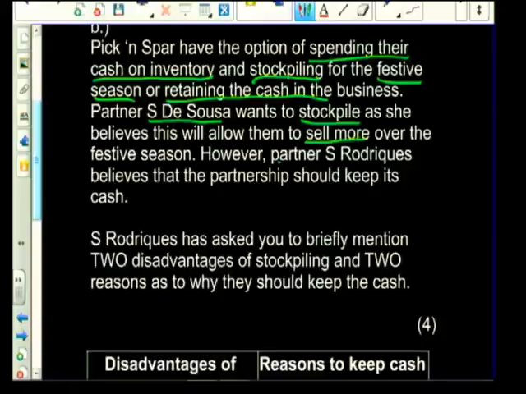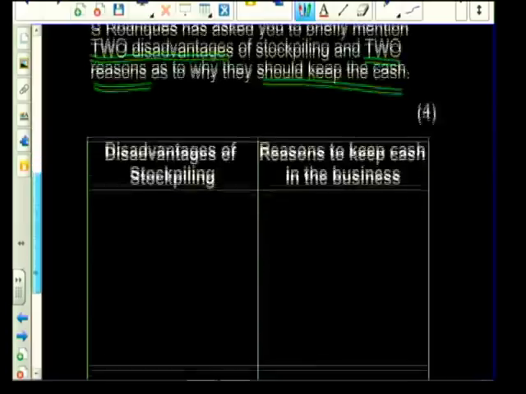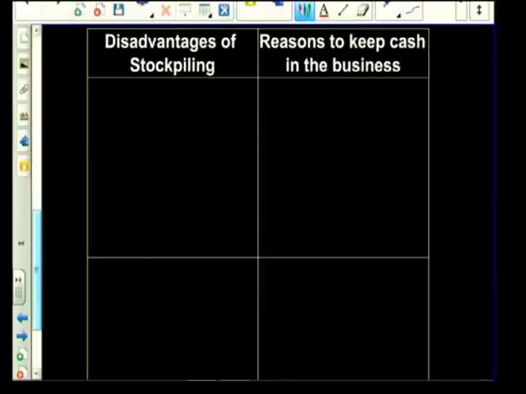However, the other partner, Partner Es Rodriguez, believes that the partnership should keep its cash. Es Rodriguez has asked you to briefly mention 2 disadvantages of stockpiling and 2 reasons as to why they should keep the cash. So they're asking you to take the side of Es Rodriguez and say that the business should keep cash. So we have to say why the other partner is wrong, provide 2 disadvantages of stockpiling, and we have to provide 2 reasons as to why they should keep the cash. So here's our little block in which we should put the answers.